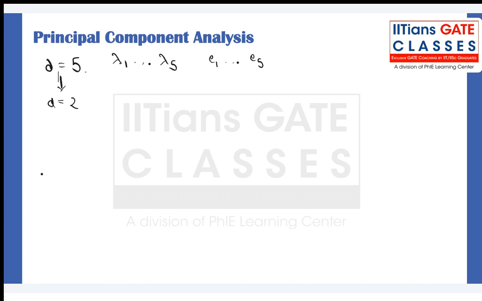So lambda 1 could be some value. In this scenario, you will consider the top two eigenvalues. Let's call them lambda 1 prime and lambda 2 prime. Lambda 1 prime is the maximum eigenvalue you get, and lambda 2 prime is the second highest eigenvalue you get. Correspondingly, you will have your E1 prime corresponding to that eigenvalue and your E2 prime corresponding to this eigenvalue. And these two are called your principal components.